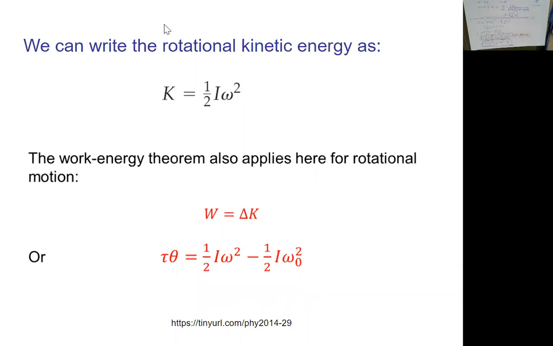Rotational kinetic energy is defined as 1/2 I omega squared, and similarly the work energy theorem applies here. So work equals delta K. Work equals the change in kinetic energy, or kinetic energy final minus kinetic energy initial.